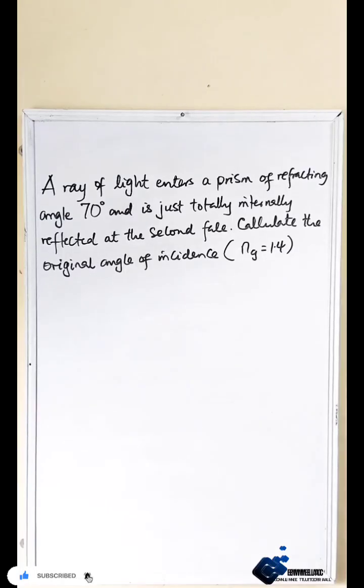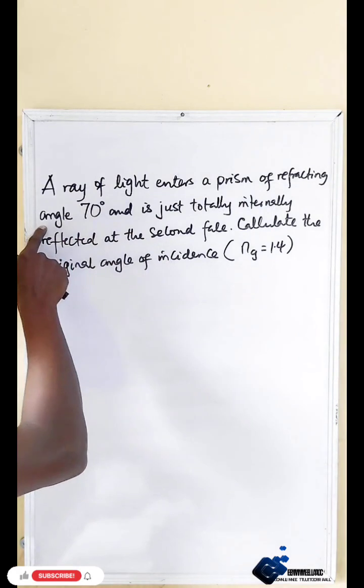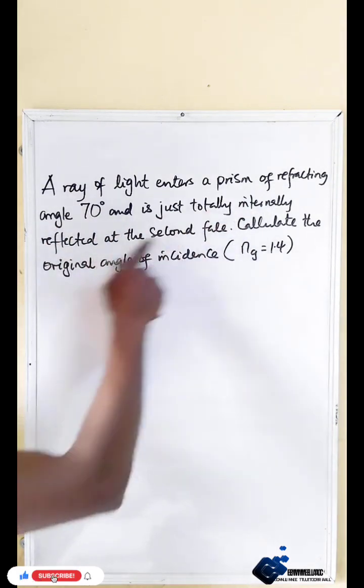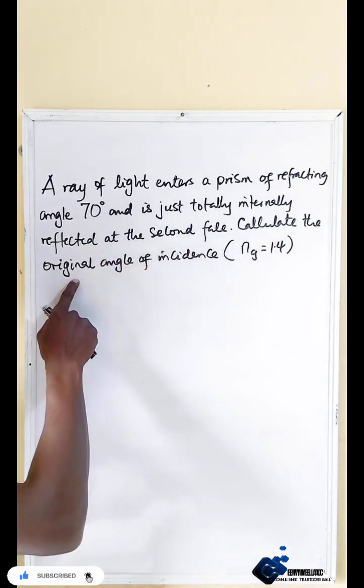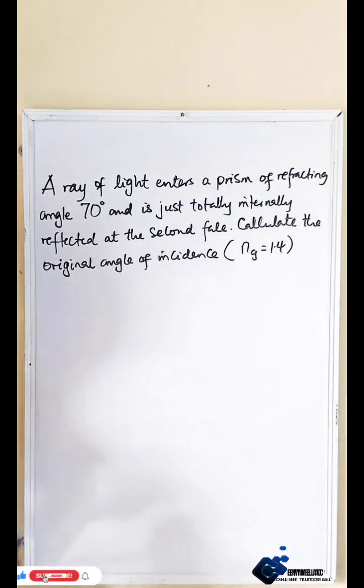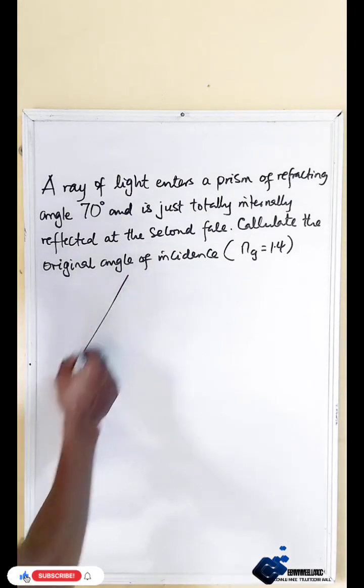Now let us solve this. A ray of light enters a prism of refracting angle 70 degrees and is just totally internally reflected at the second face. Calculate the original angle of incidence. Now this question looks logical, and I want to draw the diagram to explain it better.